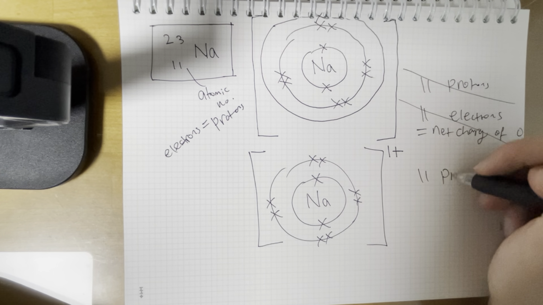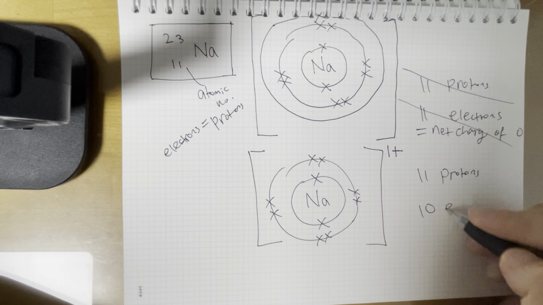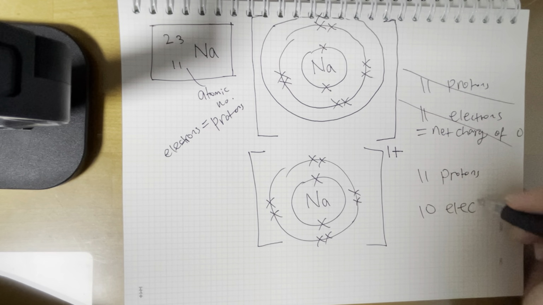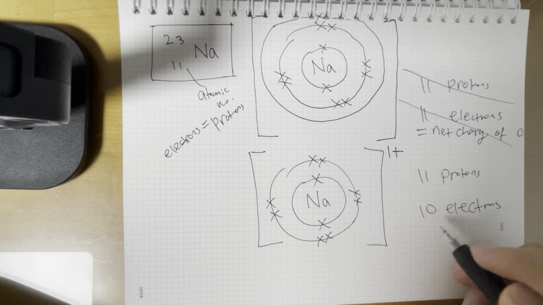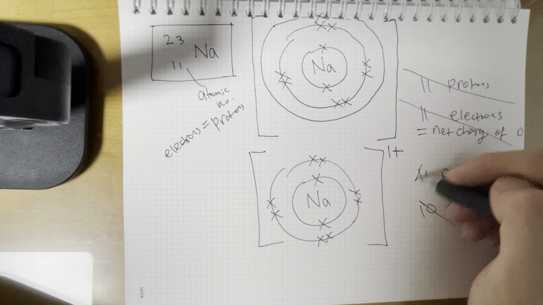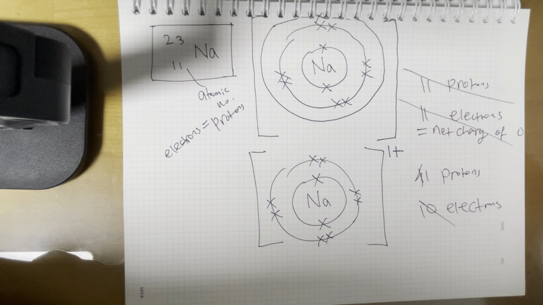So we still have 11 protons because the number of protons never changes. But it lost an electron so that it could have a full outer shell of electrons to become stable and unreactive. So now it only has 10 negative electrons and 11 positive protons. So 10 of these are going to get cancelled out. So we're going to have 1 proton left, and protons are positive. So there's a 1 plus charge. So we call this a 1 plus ion.